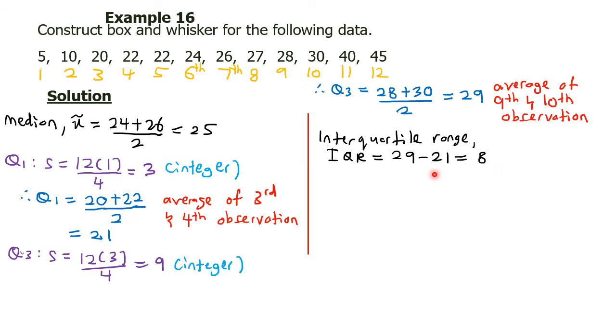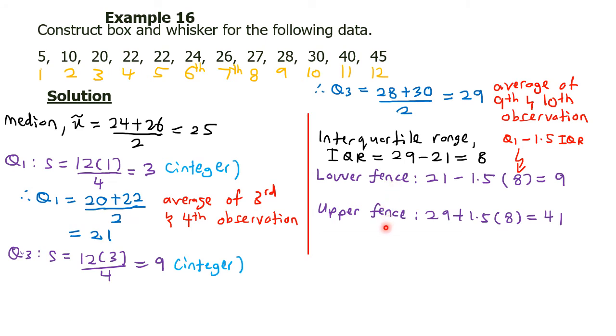Then we can proceed to the lower fence. Remember the formula of the lower fence? Yes, the formula would be Q1 minus 1.5 times A, where 21 here represents Q1, and A here is actually the interquartile range. So Q1 minus 1.5 times the interquartile range. The value of the lower fence would be 9 here.